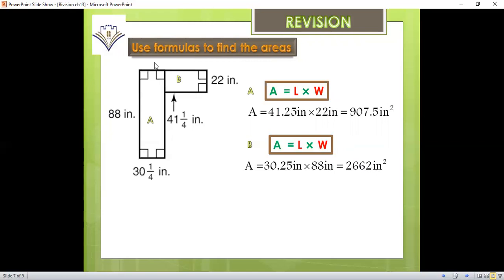Then we need to calculate the total area. The total area is the sum of both. The total area is equal to 907.5 square inch plus 2,662 square inch. Both of them equal 3,569.5 square inch.